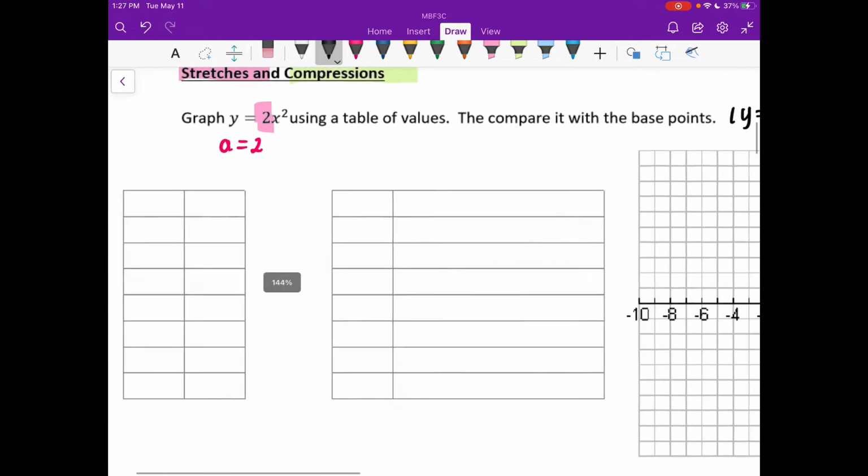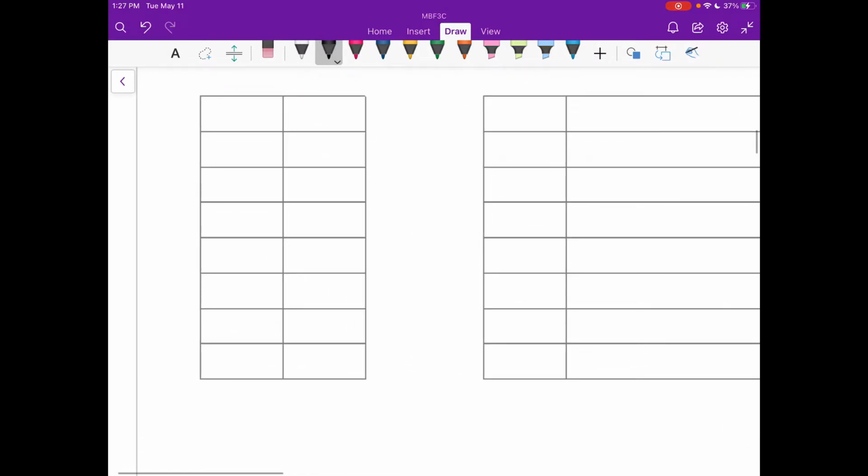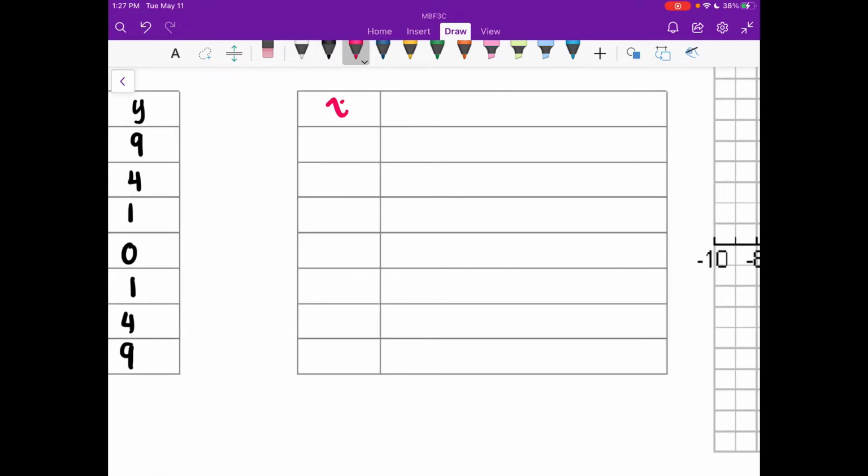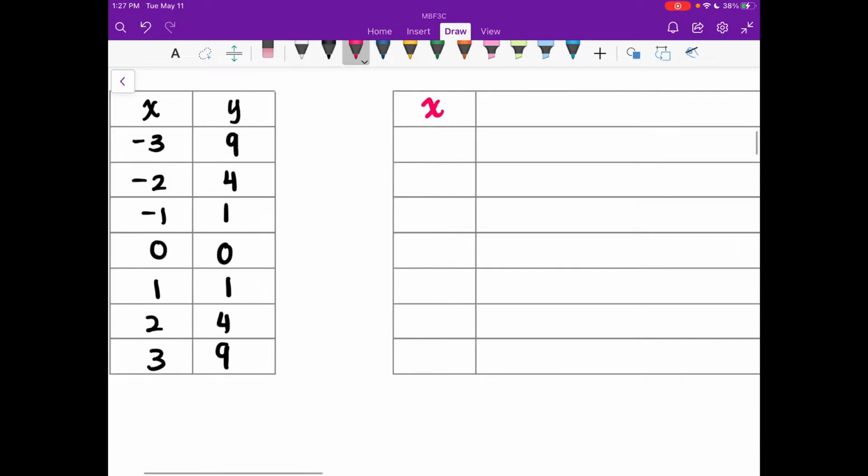And we know that we're always going to use the same points for our base function. So -3, -2, -1, 0, 1, 2, 3. And my y's are always going to be 9, 4, 1, 0, 1, 4, 9. Right? Now I'm going to draw in my new function. My x's actually stay the same, so I'm going to keep them the same here. I'm just literally copying them from over here.